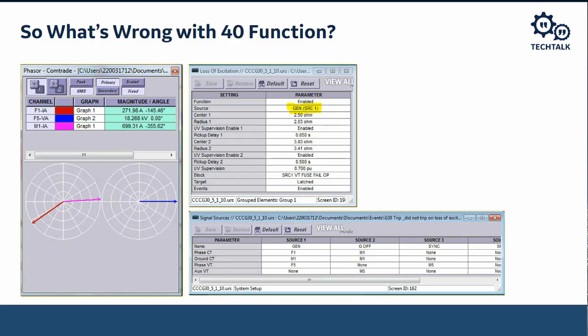So, long story short, you can't just jump to a conclusion or try on theories until you've explained the other pieces of this event, which were the reverse power element and the differential element.